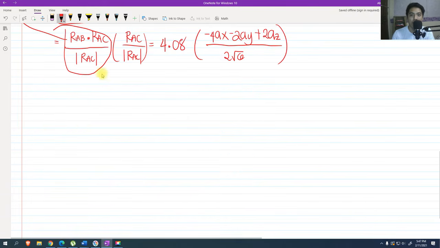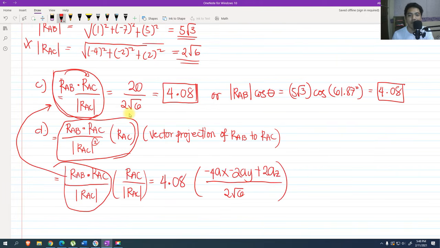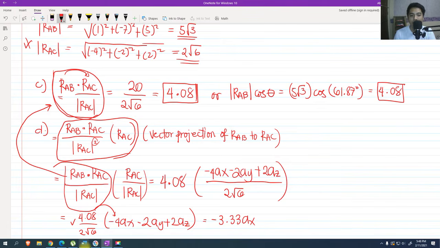So how you calculate that with your calculator is that we have 4.08 divided by 2 square root of 6 and then multiplied distributively by this vector. First, we multiply this one by negative 4. That would be the value in the x direction, which in this case is negative 3.33 a sub x. Again, how did we get that? We have 4.08 divided by 2 square root of 6 multiplied by the negative 4.